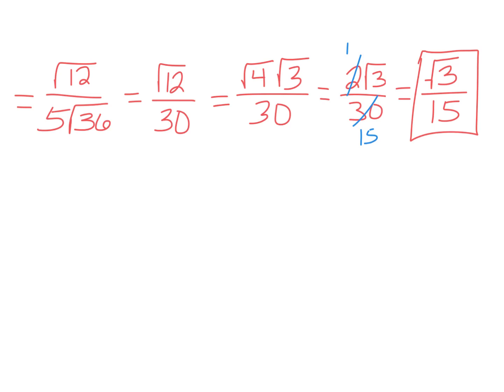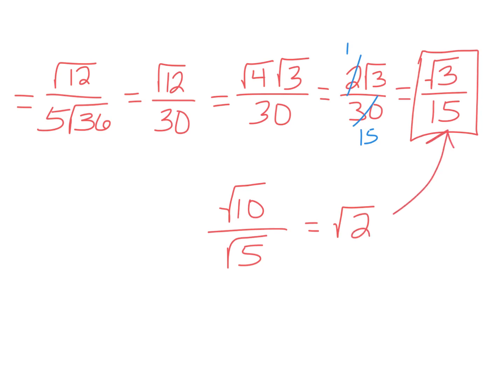Okay, I want to show you something that wasn't on here. If I had the square root of 10 divided by the square root of 5, square root of 2. Right, I can simplify that. They're both radicals, so I can divide them. Square root of 10 divided by the square root of 5 is square root of 2. But up here, can I divide those two?